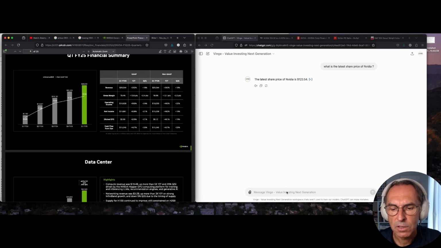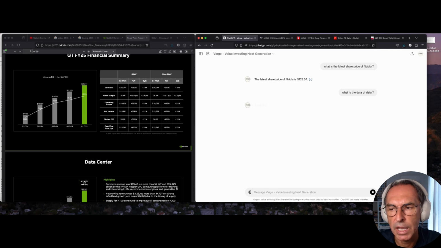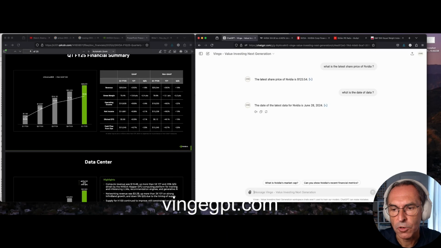So let's go here on the right-hand side. You see that Vinge has replied to our prompt, what is the latest share price. We could actually ask what is the date of data, and I leave the typo, don't worry about that. Vinge knows how to handle that. It should say June 28th, because we're updating all data points for our nearly 1,600 companies every Friday. Right, so it confirms it's June 28th.